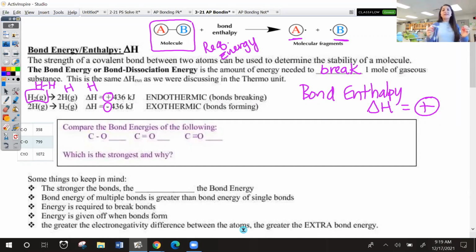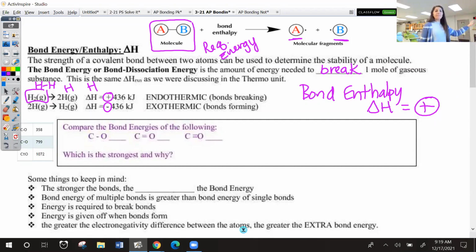Now, your entire reaction is dependent on the sum of how much energy it takes to break all of your reactants apart, and how much energy it takes to put your products back together when you reform new bonds. And so when we do an entire reaction, that doesn't have to be positive or negative. That can be either one, depending on your accounting. Okay, so that's basically how that's going to work.